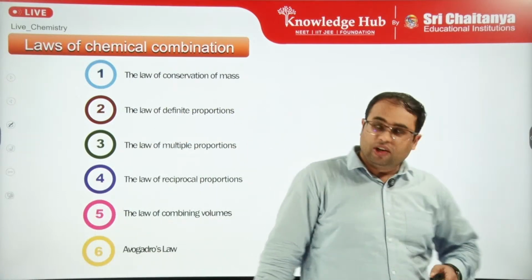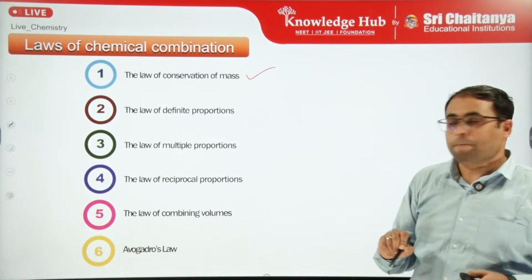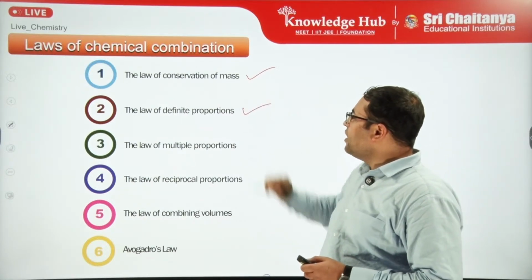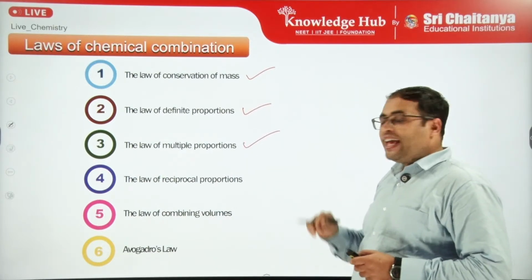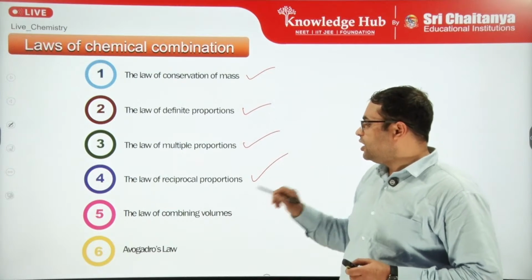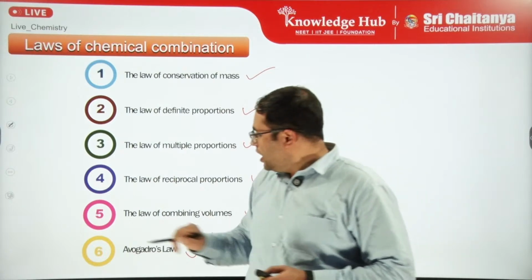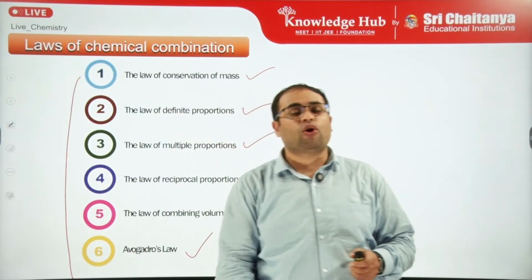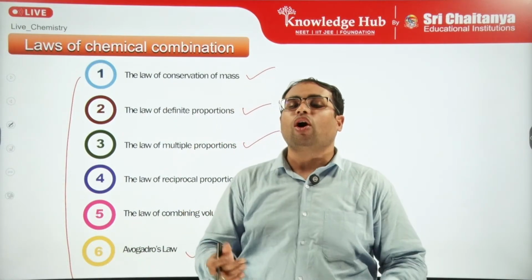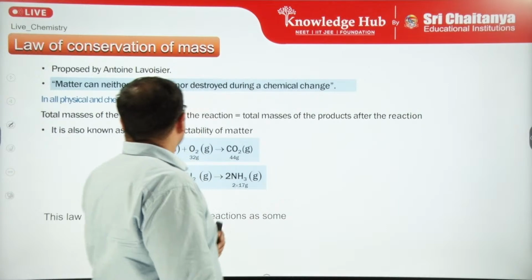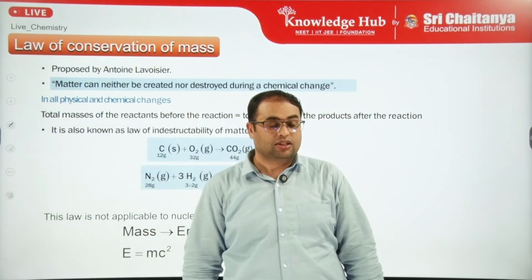Let us also look at the laws which we are going to study. The first law is the law of conservation of mass. The second one is the law of definite proportions, then the law of multiple proportions, the law of reciprocal proportions, the law of combining volumes, and finally Avogadro's law. So these 6 laws are the basis on which chemicals combine and form other chemicals, molecules or compounds. Let us have a look at the first law, the law of conservation of mass.